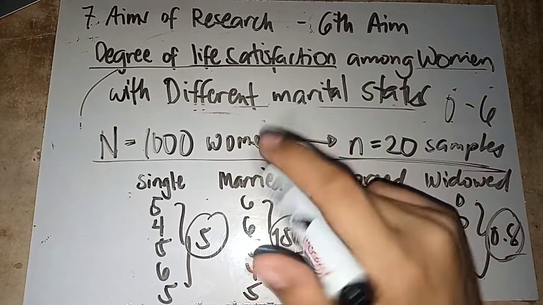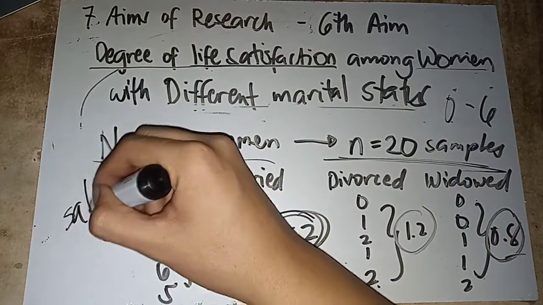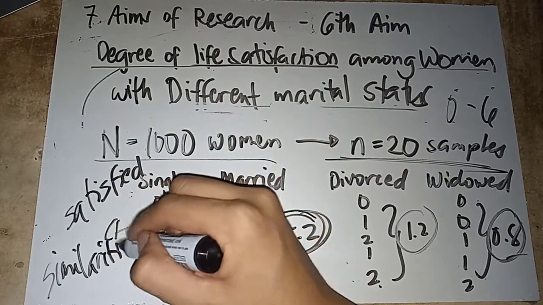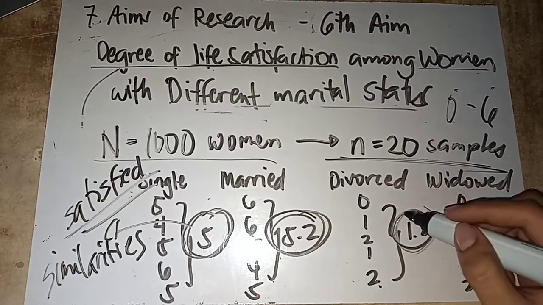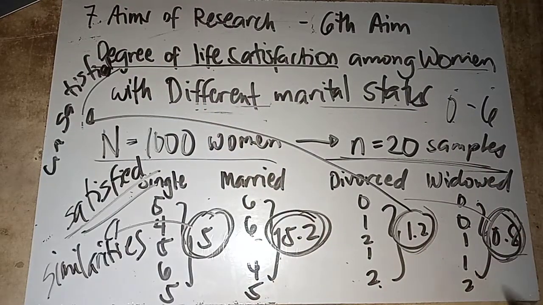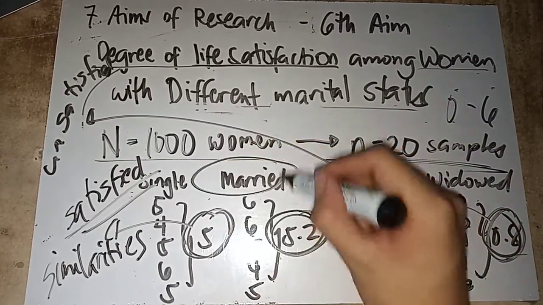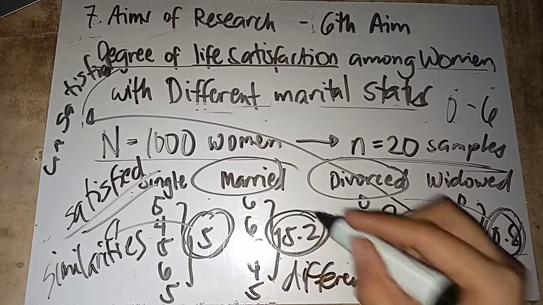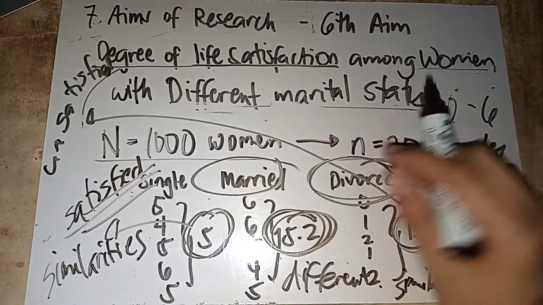So meaning to say, is there a relative similarity or difference? Okay, so you found out here that single women and married women are most likely to be satisfied. Okay, they have their similarities. They are similar in nature because they are most likely satisfied. Meanwhile, the divorced and the widowed are most likely to be unsatisfied. So, meaning to say they also have similarities. But can we say that the married women and the divorced women are similar? No, they are very different from one another. Correct? Because the married women are much more satisfied than the divorced women. So there is a difference between the two.